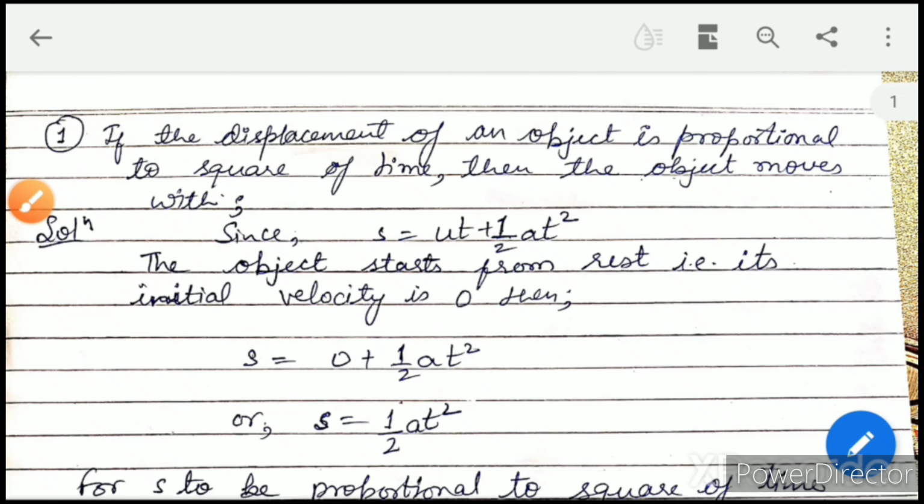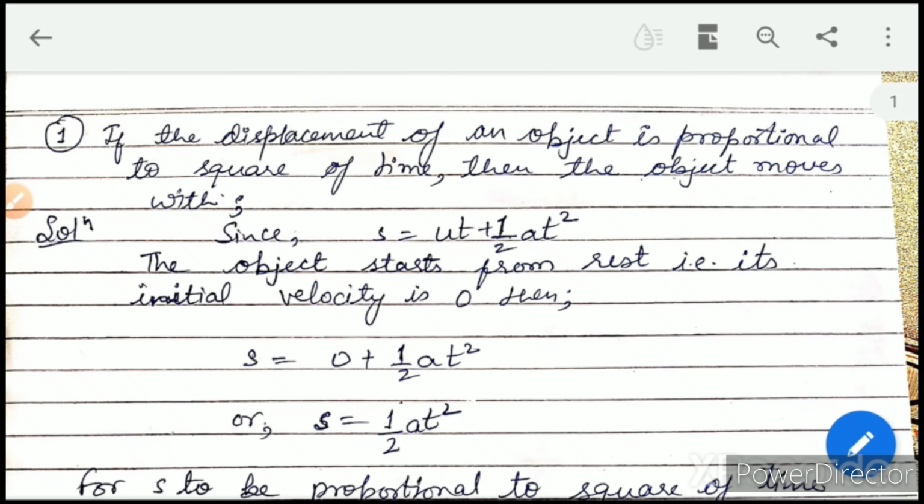Good morning, students. Here are some of the numericals which I am going to discuss with you all because there was a demand that they have some problem. So let us discuss some of the numericals based on motion.